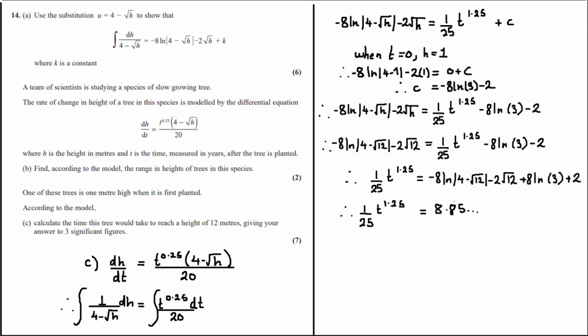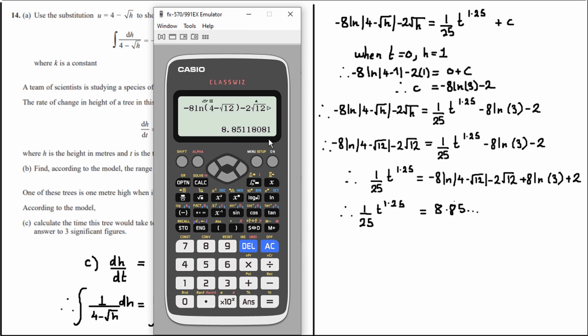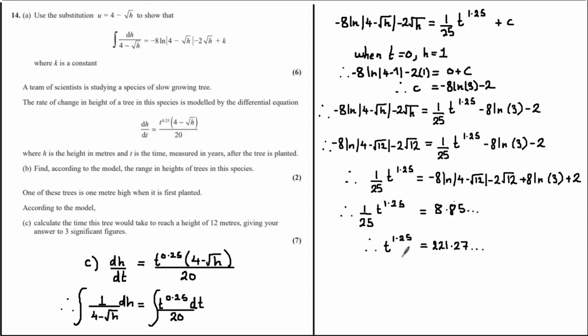We then need to multiply both sides by 25. So multiplying 8.85 and so on by 25, let's just do this in our calculator. So multiplying this value by 25, we get 221.27 and so on. And therefore, t to the power of 1.25 is equal to 221.27 and so on. To calculate t from here, we need to take the 1.25th root of both sides of the equation, as you see here.